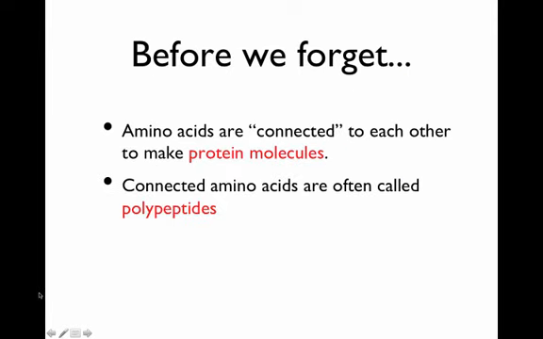Here comes another summary slide. Before we forget, amino acids are attached to each other to make polypeptide molecules or protein molecules. So those connected amino acid molecules are sometimes called polypeptides, sometimes called protein molecules. There's a subtle difference between polypeptide and protein molecule. We are not going to get into that subtle difference, but just be aware that I'm cutting a very tiny corner, but for the most part, polypeptide means the same thing as protein.